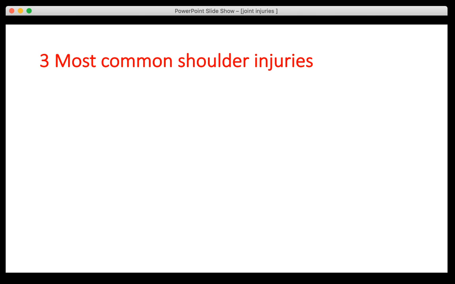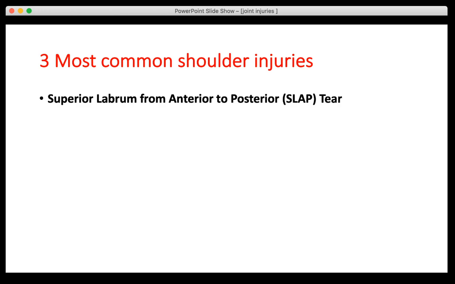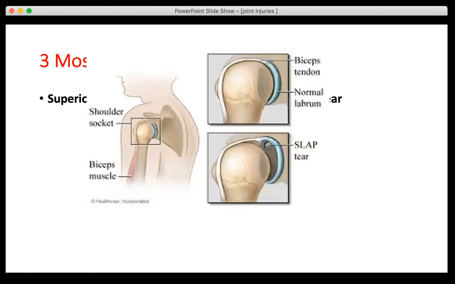The three most common injuries, the first one is your SLAP tear. SLAP is Superior Labrum from Anterior to Posterior. This is ligament basically. This is the diagram where you can see how it happens. This blue, you can see, is the SLAP, and a tear in the SLAP can lead to this kind of injury. So this is the first type of common injury.